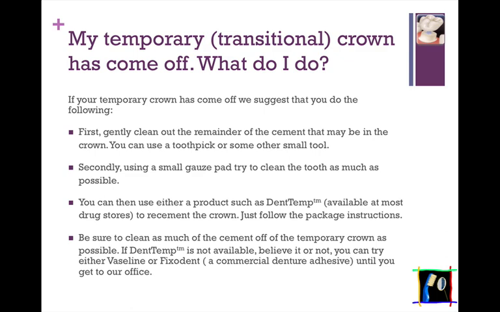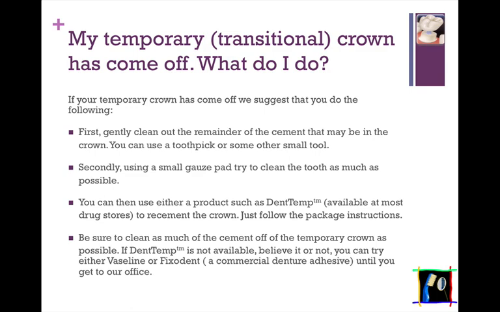Now, a temporary crown is typically placed on your tooth after a tooth has been prepared for a crown. While you're waiting for that crown to be fabricated at the laboratory, your dentist will place some kind of temporary crown on for you. It's very important that this crown be replaced should it come off. So first, if you cannot get your dentist to do it, if you're in some remote place or the dentist is not available and you can't find somebody else, first gently clean out the remainder of the cement that may be in the crown. You can use a toothpick or some small type tool.